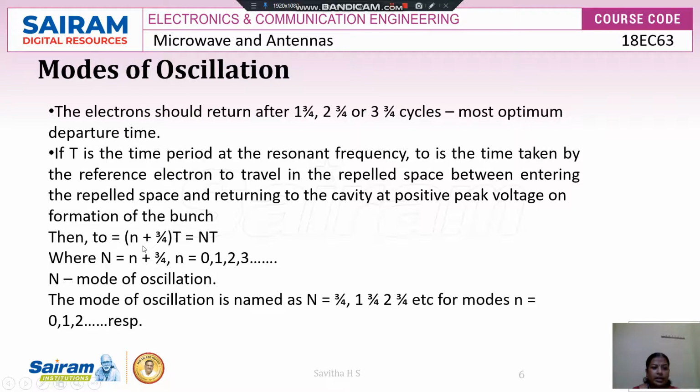Then the transit time T0 is equal to (n + 3/4) T, where n is equal to 0, 1, 2, 3. So n is the mode of oscillation. So the modes of oscillation are named as n equal to 0, 3/4, n equal to 1, 1 3/4, n equal to 2, 2 3/4, etc.